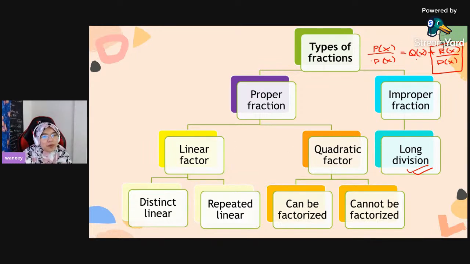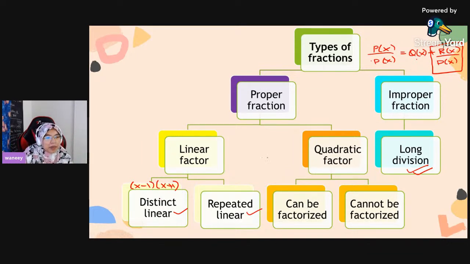Okay, so for partial fraction, you need to check your denominator. You need to check whether you have a linear factor or a quadratic factor in your denominator. If you have a linear factor, do check whether they are distinct or repeated. Distinct means different. So you might have something like x minus 1 and x plus 1 in your denominator. So they are distinct linear, two different linear factors.